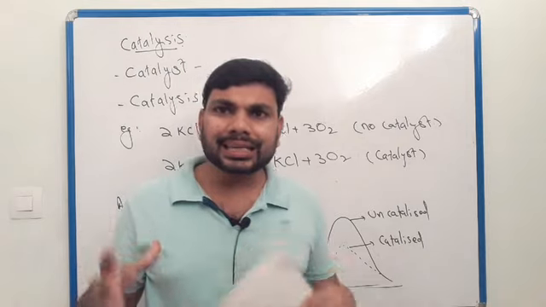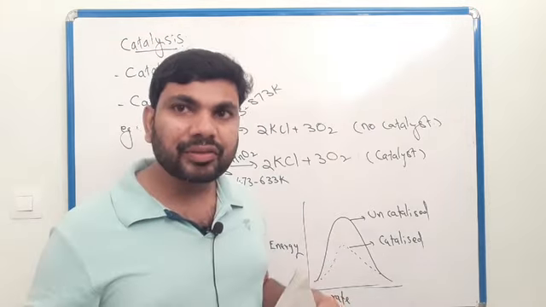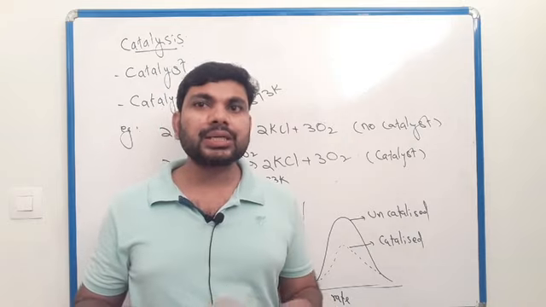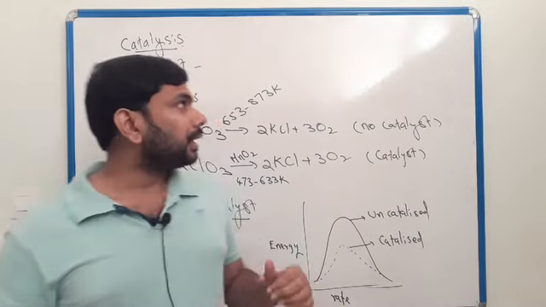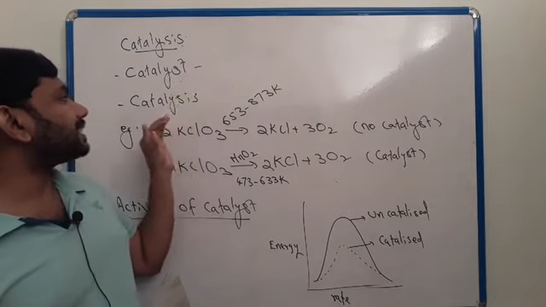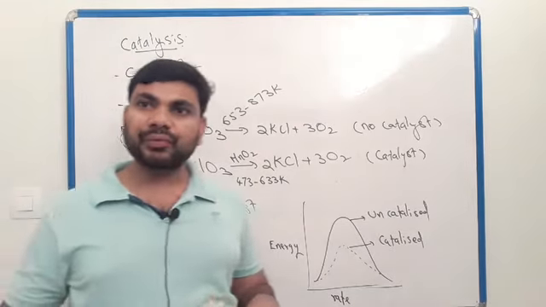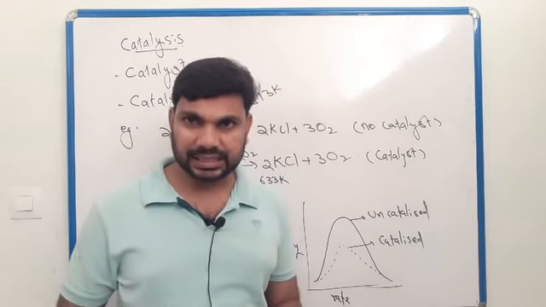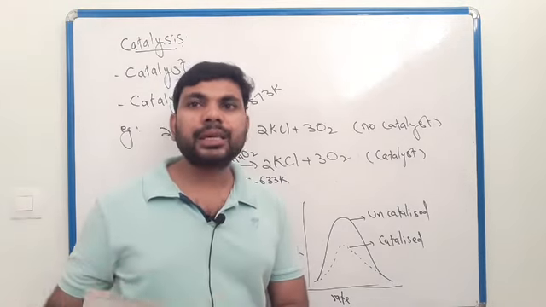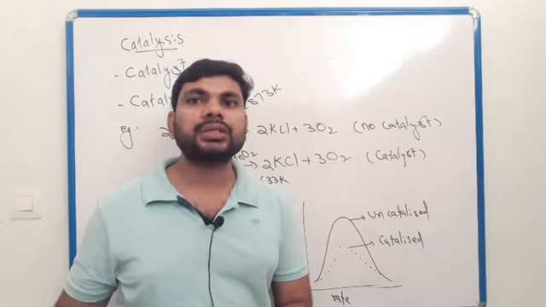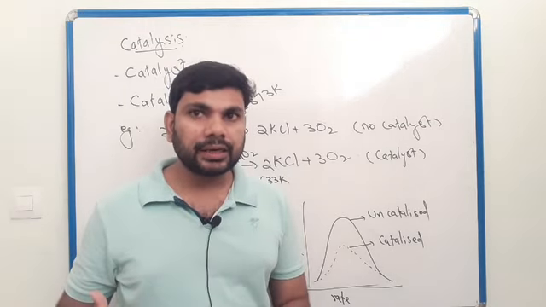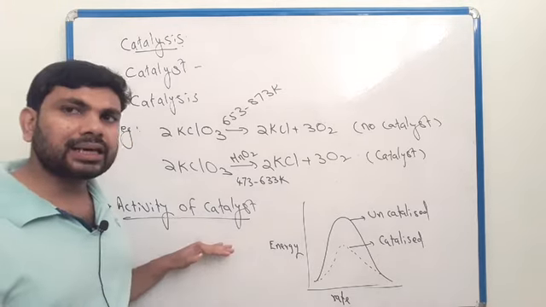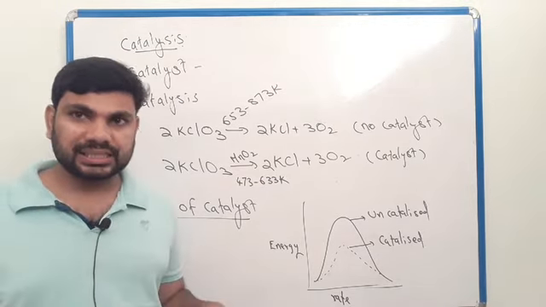So catalysts are the substances which increase the rate of a chemical reaction. Such substances are called catalysts. And this process is called catalysis: the process of increasing the rate of a chemical reaction in the presence of a catalyst. Clear? After that we have to understand the activity of a catalyst.